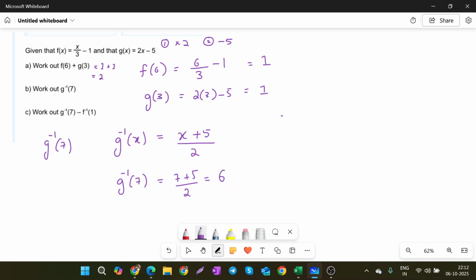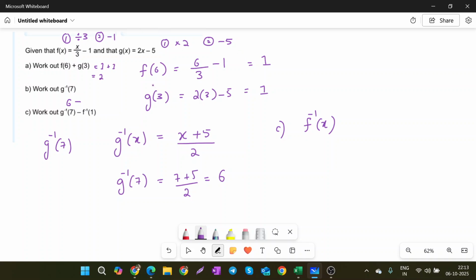That's part B. For part C, we need to work out f inverse of g inverse of 7. So we already know g inverse of 7 is 6. Now we need to work out what is f inverse of 6. So if we need to work out f inverse of 6, first we need to work out what is f inverse of x. If you look at the f function, the first thing that f does is a division by 3. The second thing is a takeaway 1.